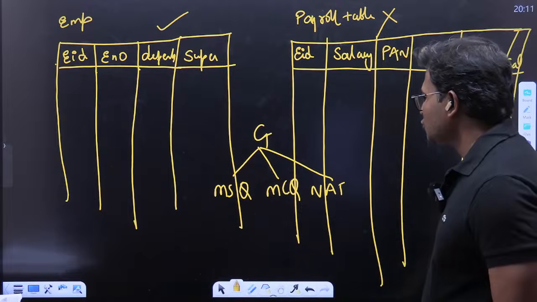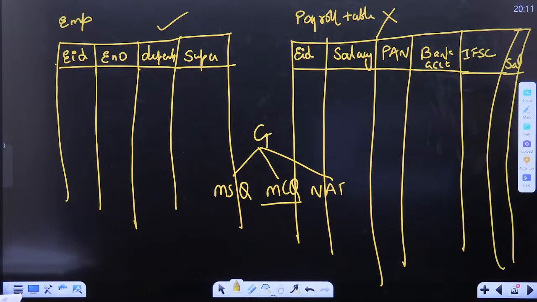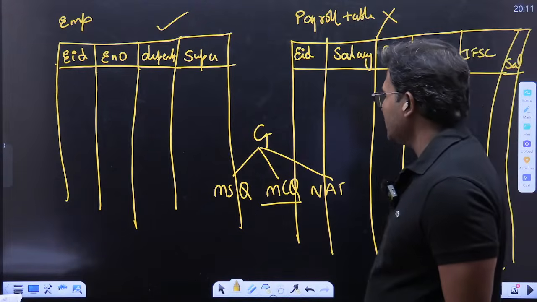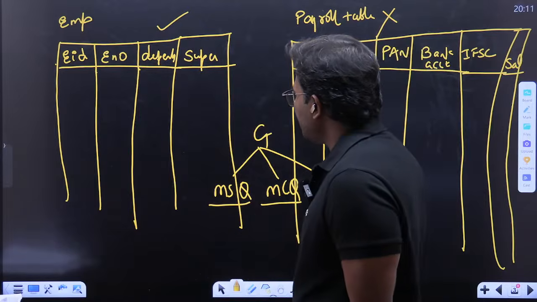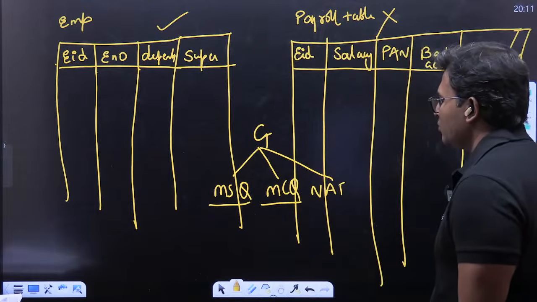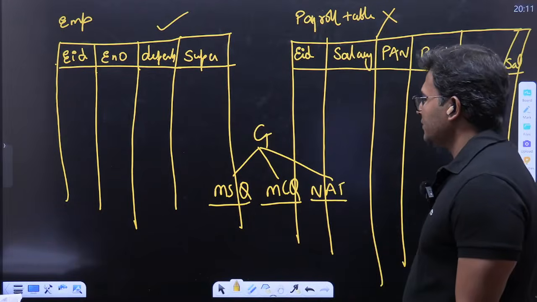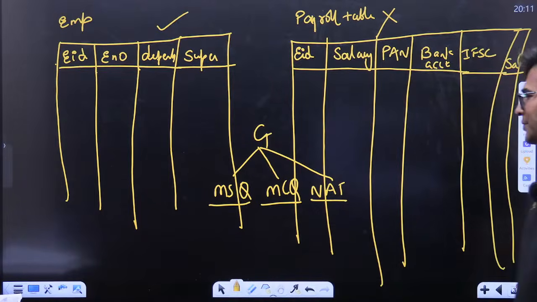MCQ means ABCD options will be given, and there will be only one correct answer. MSQ means ABCD options will be given, but more than one of the options will be correct. NAT means numerical answer type questions, where you are supposed to write the answer.